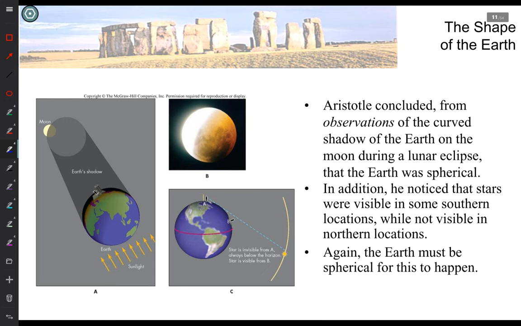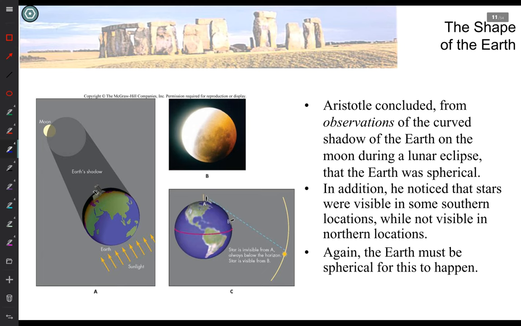So it wasn't just the shadow. It wasn't just one line of reasoning. He also noted that if you go farther north, you can see some stars. You go farther south, you can see some other stars. You can see different stars depending on your location, north to south, which once again indicates you must be at a different angle looking at different parts of the sky, not just on something flat. Because if you're on something flat, you'd see the same stars everywhere. Their positions might seem to shift a little, but that's all.